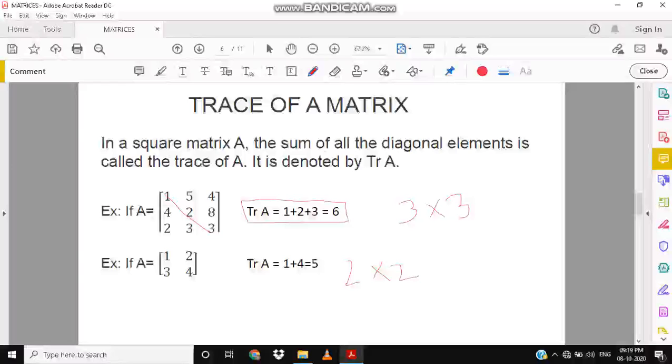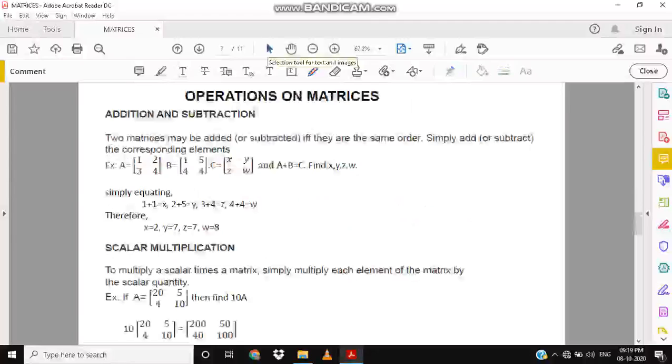Here in this case you have 1 and 4 as the diagonal elements of this matrix. So you simply add those elements and you get the trace of this matrix. Okay. Now we come to the next topic, that is operations on matrices.